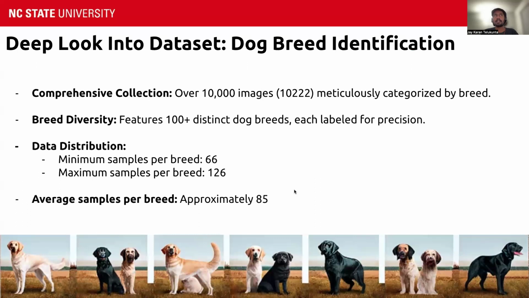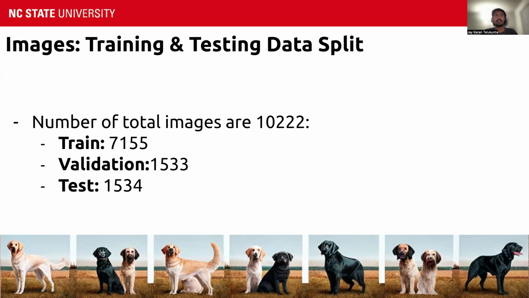Taking a deep look into the dataset, we have about 10,222 images, and we have diverse breeds, with 100 plus distinct dog breeds. The minimum samples per breed was about 66, and the maximum samples per breed was 126. The average samples per breed was approximately 85. We have split the dataset into train, validation, and test.